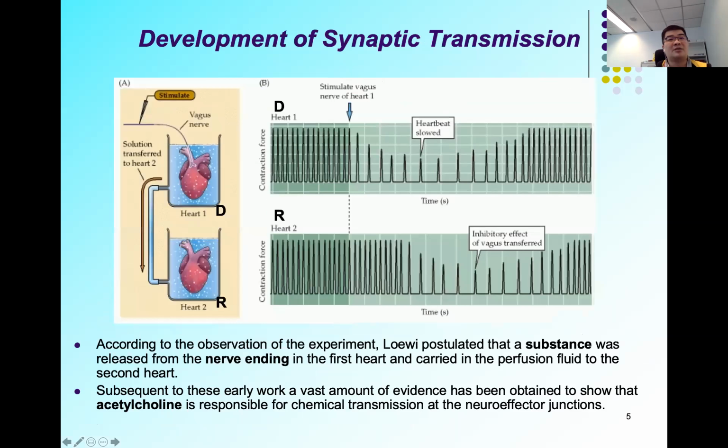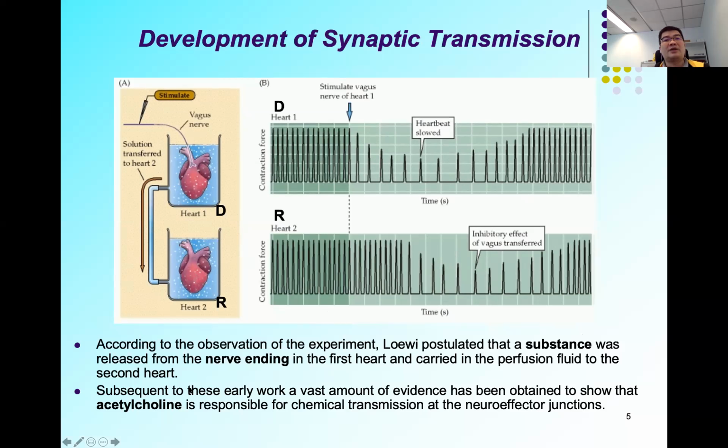So that means, according to this, Loewi postulated there is some substance released from the nerve ending, and then travels through the chamber, the connections, to the next heart, and then causes the effect. That is the very beginning, when they found out that the chemical is acetylcholine.